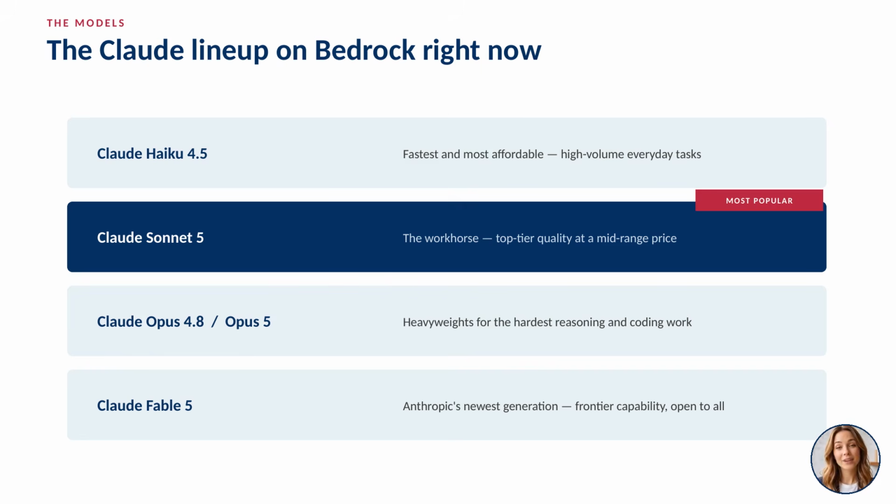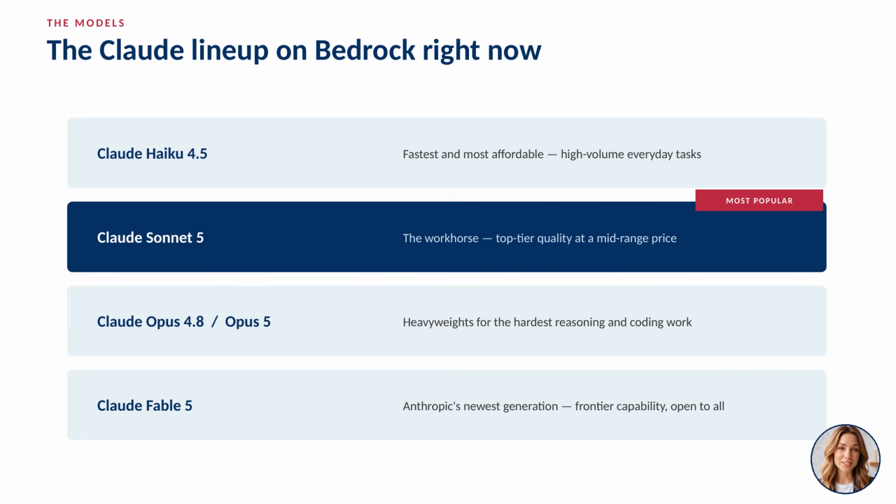Now let's meet the family. This is the Claude lineup on Bedrock as of this recording. 4 tiers. Claude Haiku 4.5, the sprinter. Claude Sonnet 5, the workhorse, and the most popular choice. The Opus models, the heavyweights. And Claude Fable 5, the newest generation, at the frontier of what these systems can do. There's also an invitation-only preview of a model called Mythos for select customers, but for most of us, these 4 are the menu.